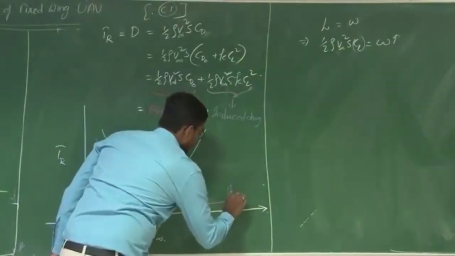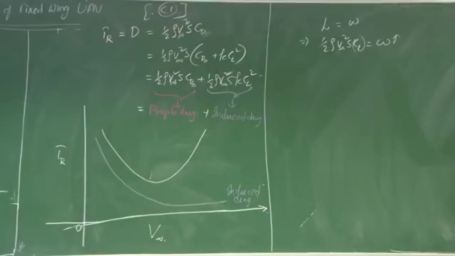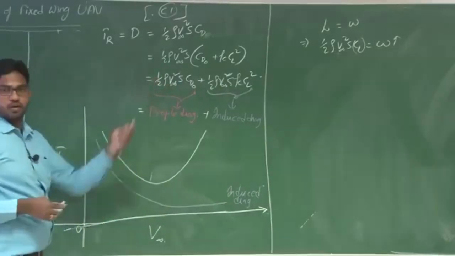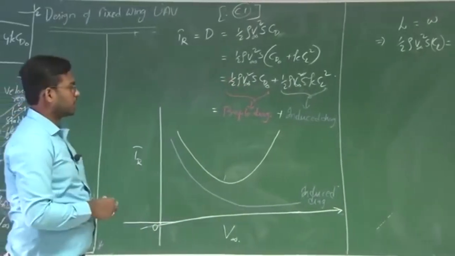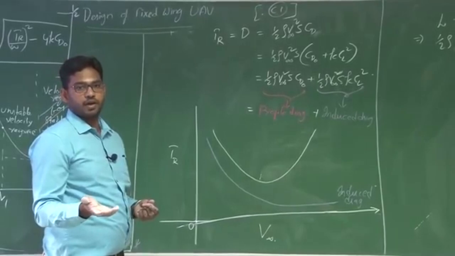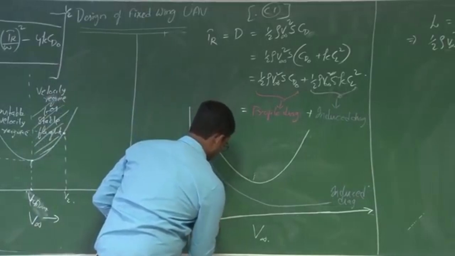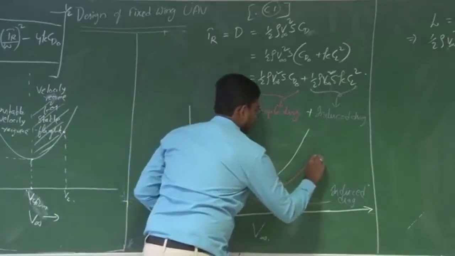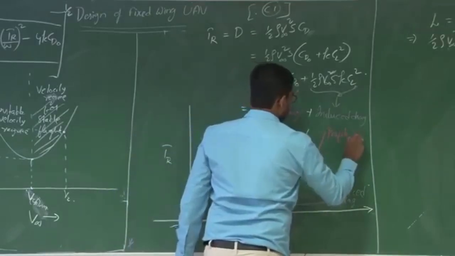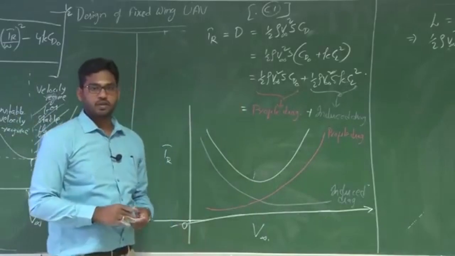So this talks about induced drag. And how about profile drag? So profile drag is proportional to velocity here because CD naught almost remains constant. So at lower velocities, it has a minimum, and as the velocity increases, your profile drag requirement increases, right? This is the profile drag curve variation with velocity. This is the induced drag curve variation with velocity.